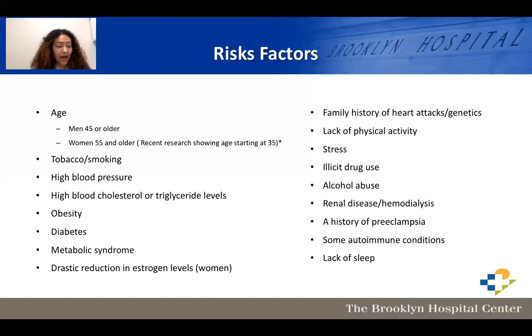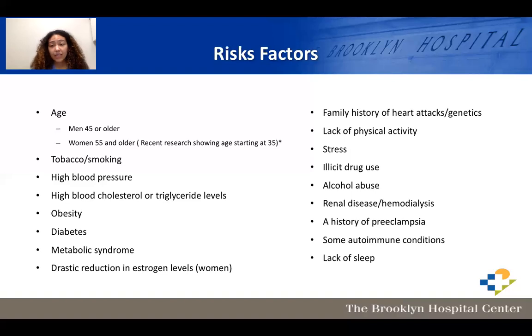Illicit drug use. I've already discussed stimulant drugs like cocaine and amphetamines that can trigger spasms. Alcohol abuse. If you are binge drinking, it could cause you to have something called AFib, and it actually puts you at an increased risk of having heart attacks. Renal disease, kidney disease, hemodialysis. What's so interesting about this particular disease is that it increases the amount of calcium in your blood levels. Therefore, that plaque that we saw on a previous slide will be more calcified and more hardened.